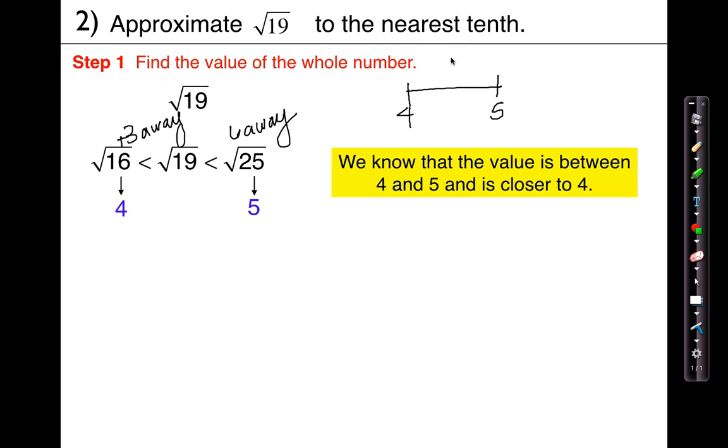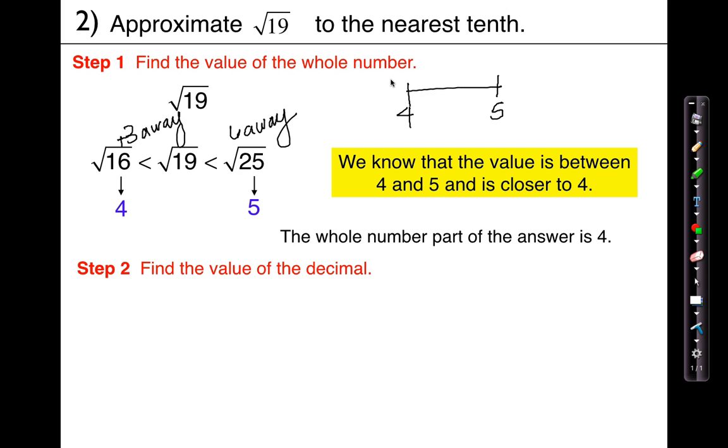But real quick, we do need to understand, because it's closer to 4, all it means is it's towards this side. It doesn't mean I'm going to start with 3 or anything. Okay, so I know my answer is going to start with a 4. Let's go ahead and start guessing. What's it going to be?